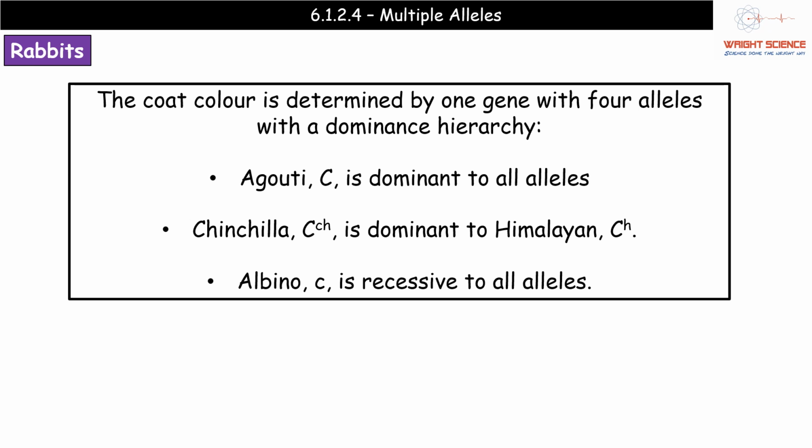Now, in order to work out what colour coat our rabbit will have, we've got one gene with 4 alleles, and they've got this dominance hierarchy. So we're working out which allele is dominant to which other ones. First thing, our agouti is dominant to all alleles, so that's just given the capital C, nothing else there. Chinchilla, which is our C^ch in the superscript position, is dominant to the Himalayan, C^h. And the albino, lowercase c, is recessive to everything.